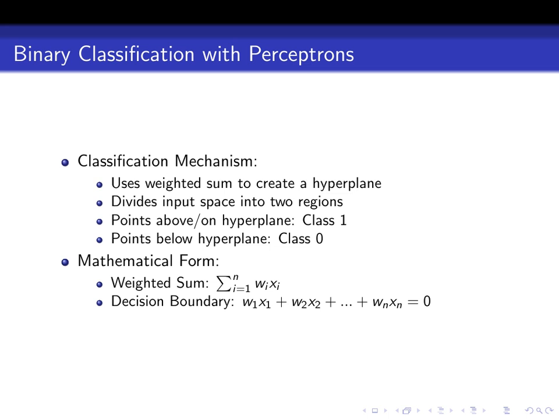Binary classification with perceptrons relies on creating a hyperplane in the input space. The hyperplane divides the space into two distinct regions, one for each class. Points above or on the hyperplane belong to class 1, while points below it belong to class 0. This mechanism is mathematically represented as the weighted sum of inputs. The decision boundary is defined by the equation w1x1 plus w2x2 plus ... plus wnxn equals 0.